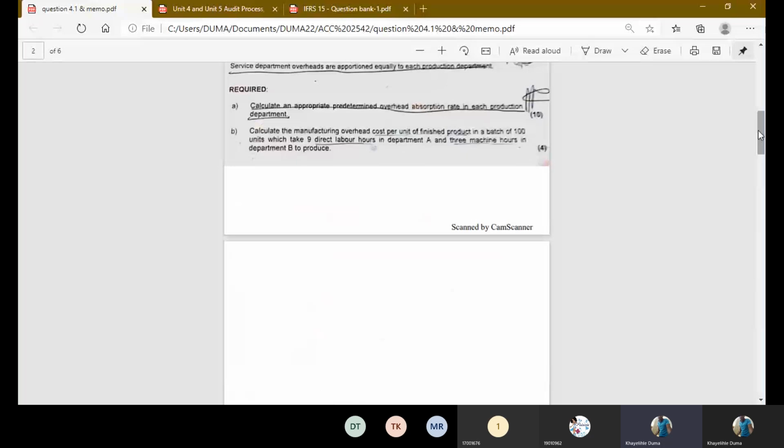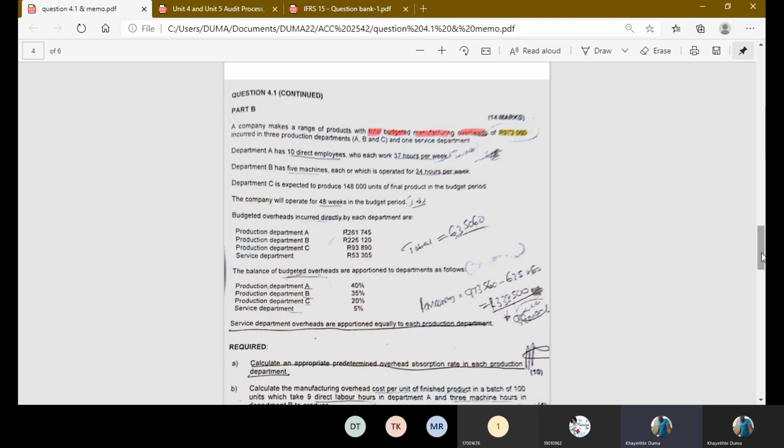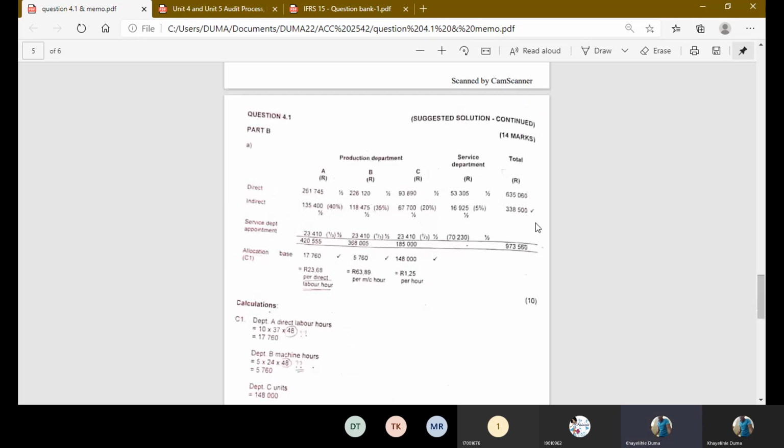In this case, you have production department A at 40%, production department B at 35%, production department C, and so on. Which overheads do you use these percentages on? You use them on the overheads given here. This question paper is not clear, but the total here is 338,500, so you will apportion this 338,500 using these percentages. As you can see on your solution, you say 338,500 multiplied by the 40% for A, then B, then C, then the service department, because we have to reapportion it back. In most cases, you just skip a line here.